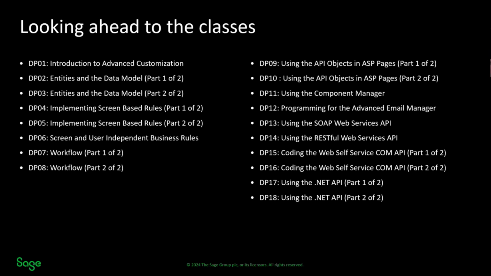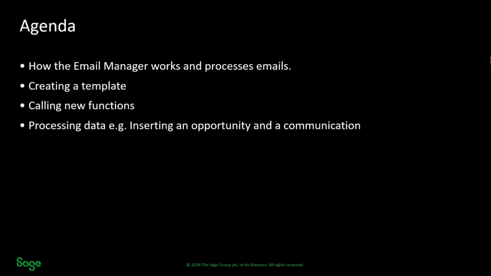Now, after this, we are going to be looking on to the different web service APIs and the .NET API and self-service, but all of these lessons interact. They all look back on each other and some of the topics that we've been exploring in the earlier lessons, and that's the same today as we look at the advanced mail manager.